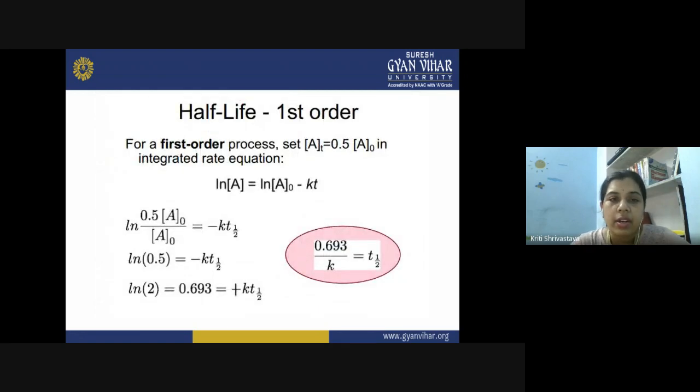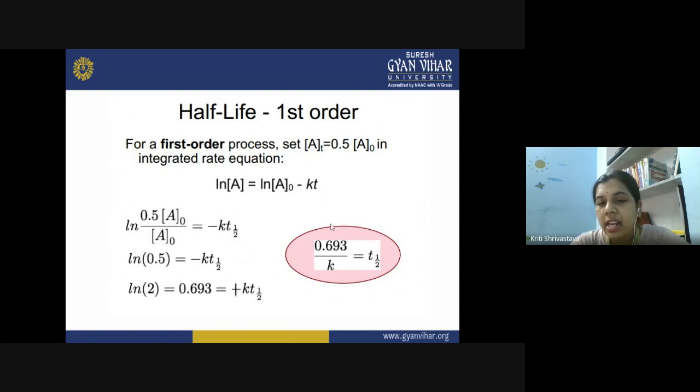So for the first order reaction, because At becomes 0.5 A naught in the integrated rate equation, you just replace these concentrations here, and when you solve the equation, what do you get? t half will be equal to 0.693 upon k. So k is what? It is the rate constant of the first order reaction. t half is the half life in seconds, and 0.693 is what? It is a constant here. This we have obtained by solving this logarithm value.